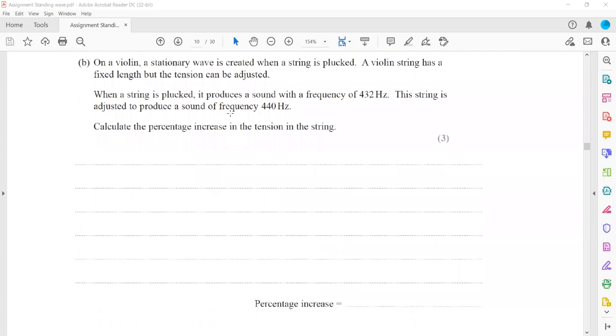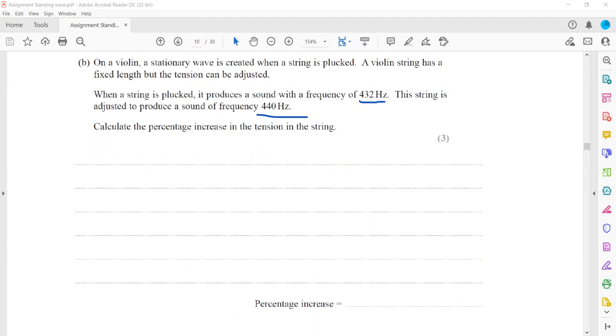The next one: in a violin, a stationary wave is created when a string is plucked, and a violin string has a fixed length but tension can be adjusted. When a string is plucked, it produces a sound of frequency 432 Hz. The string is adjusted to produce a frequency of 440 Hz. Calculate the percentage increase in the tension. Like how we are changing the frequency, and they're asking what should be the percentage increase in the tension.